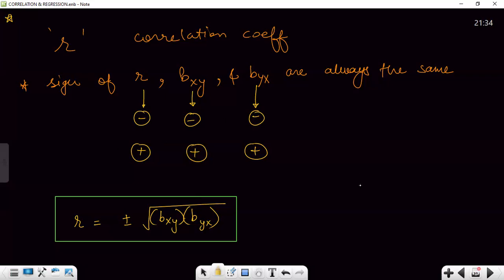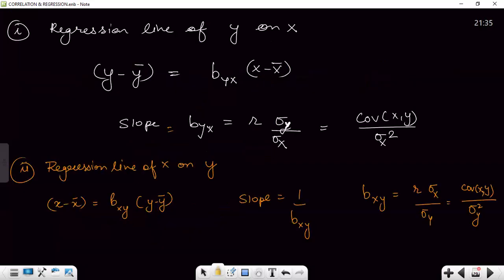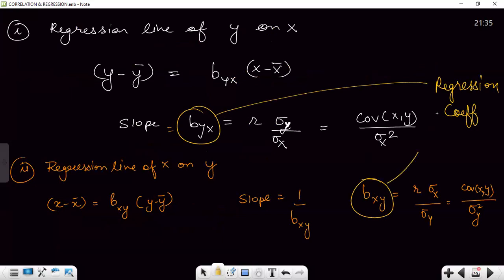And these bxy and byx are regression coefficients, not correlation coefficients. Please don't get confused between these two. These are regression coefficients. Okay.